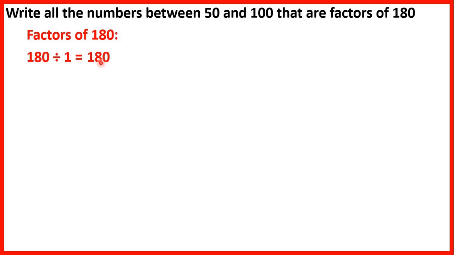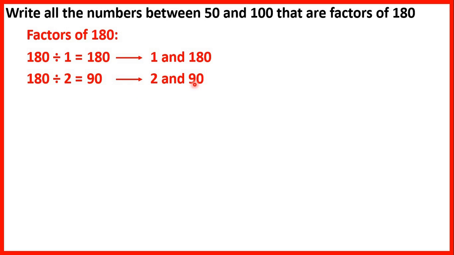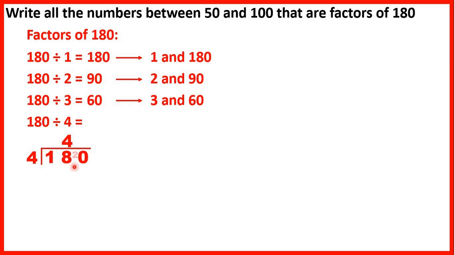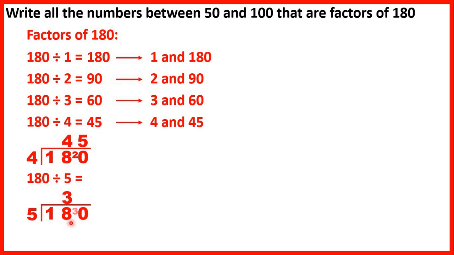180 divided by 1 is 180, so 1 and 180 are factors. If we divide by 2, we get 90, so 2 and 90 make another factor pair for 180, because notice 2 times 90 is 180. If we divide by 3, that gives us 60. If we divide by 4, we might need to use short division for this, but that gives us 4 and 45. If we divide by 5, we get 36, so 5 and 36 are factors as well.